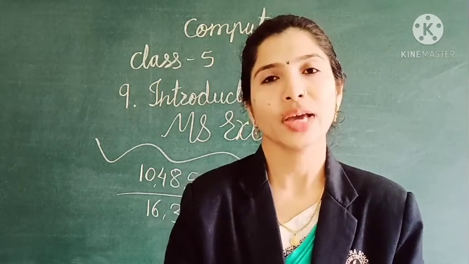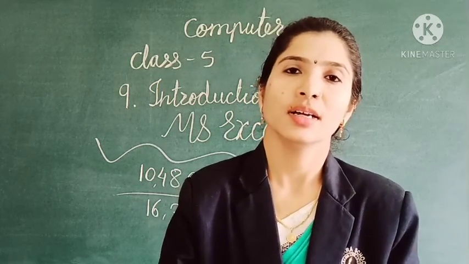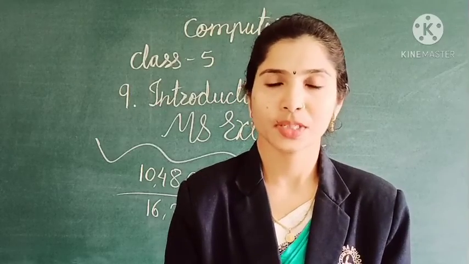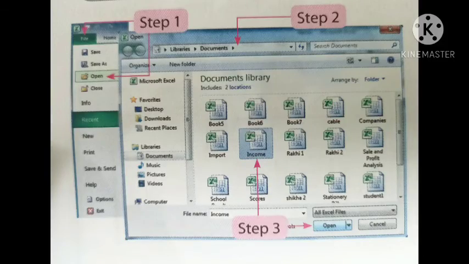Now we are going to see how to open a saved workbook. Click on the File menu button and select the Open option and the Open window appears. Browse to locate your workbook in the Look in box. Click on the title of the workbook and choose Open to open it.